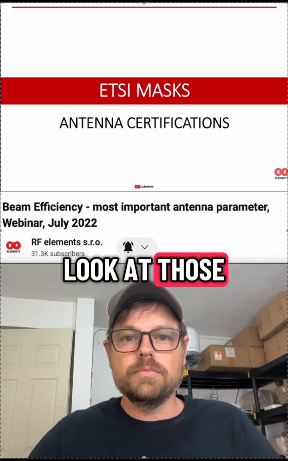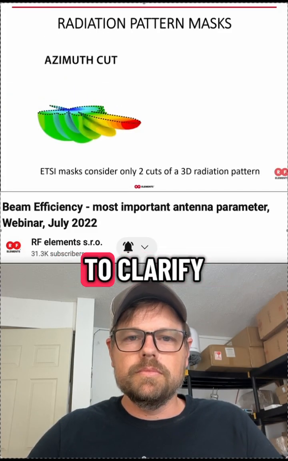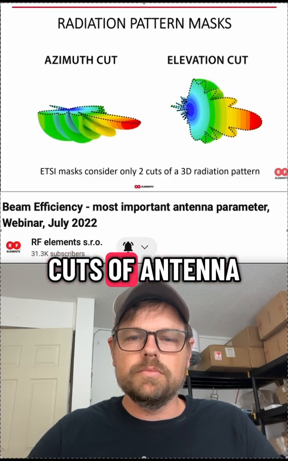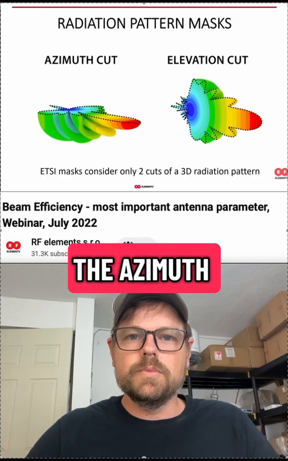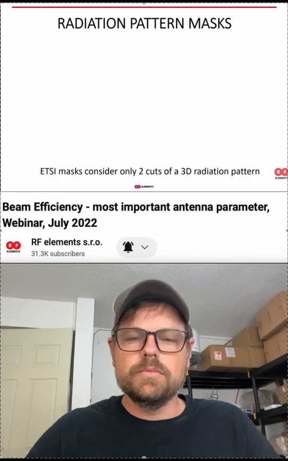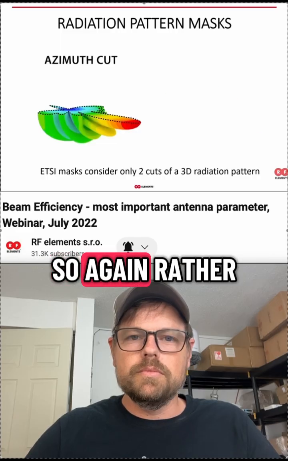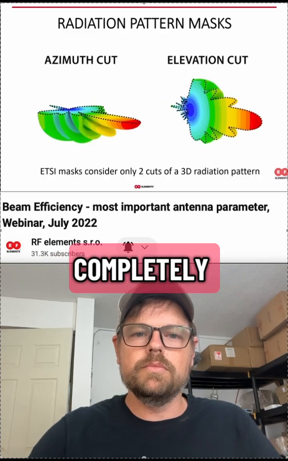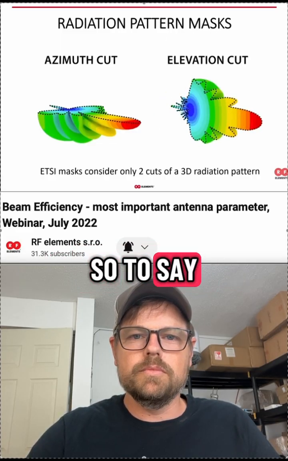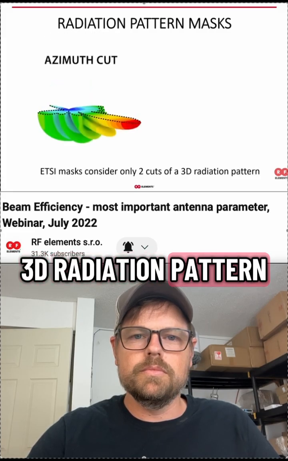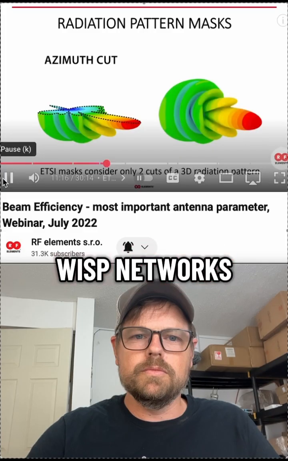Let's have a look at those. It is important to clarify that ETSI masks consider two main cuts of the antenna radiation pattern, the azimuth and elevation. They consider two slices of the 3D radiation pattern, so again, rather incomplete, so to say, from the point of view of the whole 3D radiation pattern, all the side lobes that matter in WISP networks.